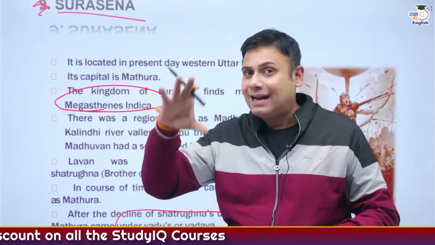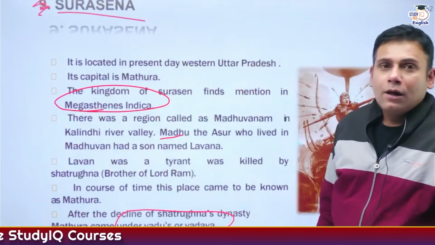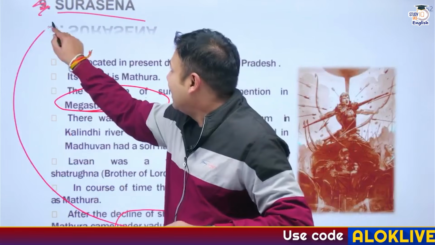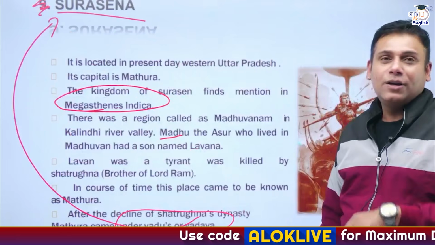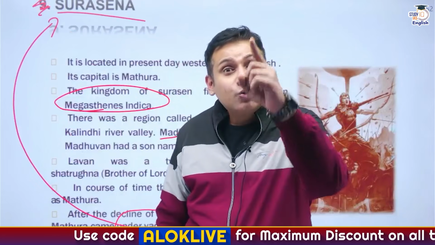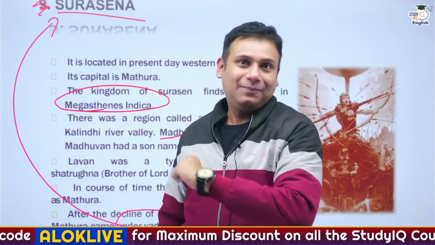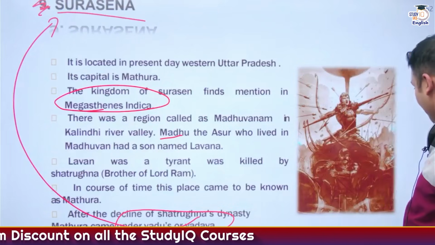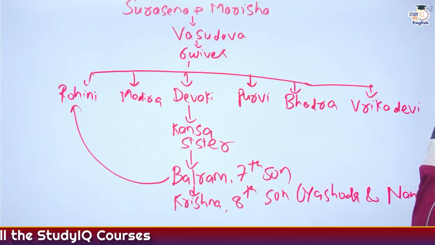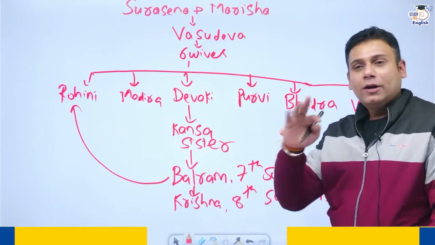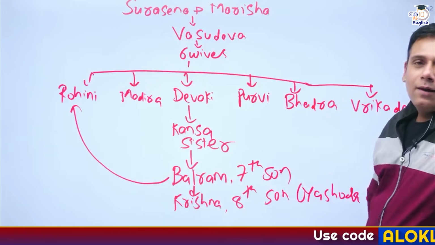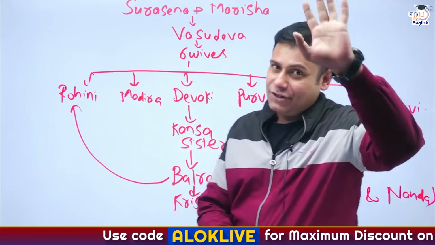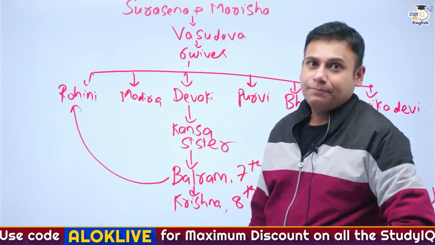Okay, now let's understand. The founder of Yaduvansh was Surasena, hence this Mahajanpad is called Surasena Mahajanpad. Clear, guys? Now let's understand in brief. Let's talk about Lord Krishna. Surasena, he was the founder of Surasena Mahajanpad.